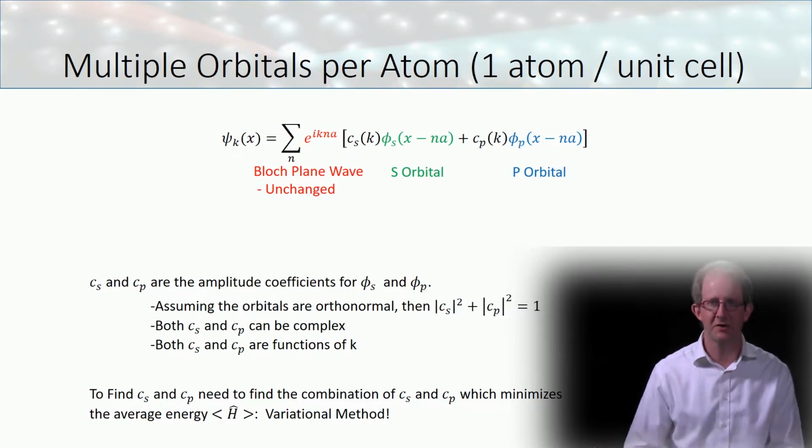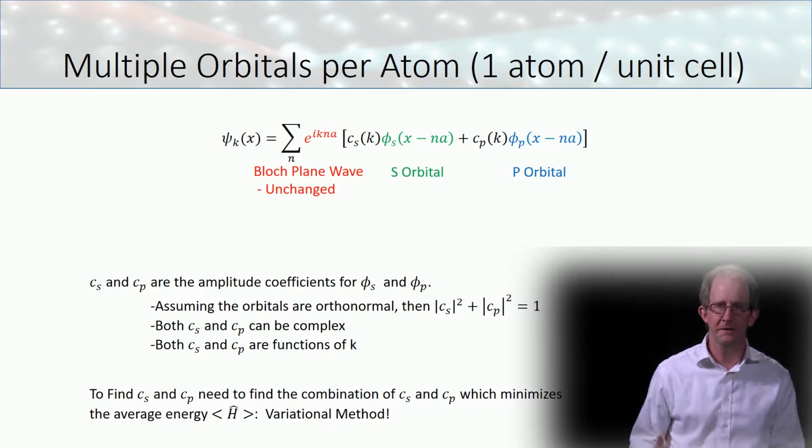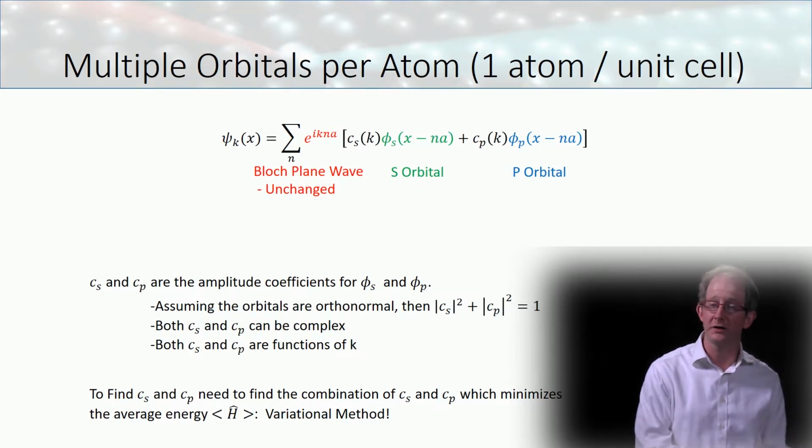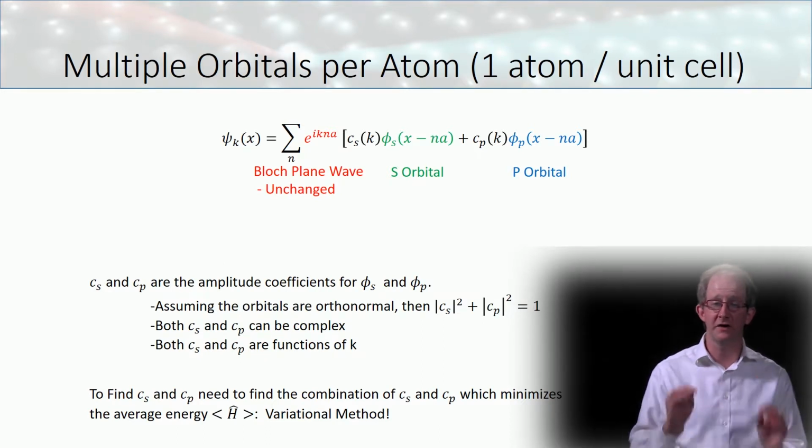Which ones are we going to have in our unit cell? What's going to be our actual wave function? Well, to get that, we're going to use the same variational method that you used when you took physical chemistry and you looked at MO theory. You looked at molecular orbitals. We're going to use the variational method.